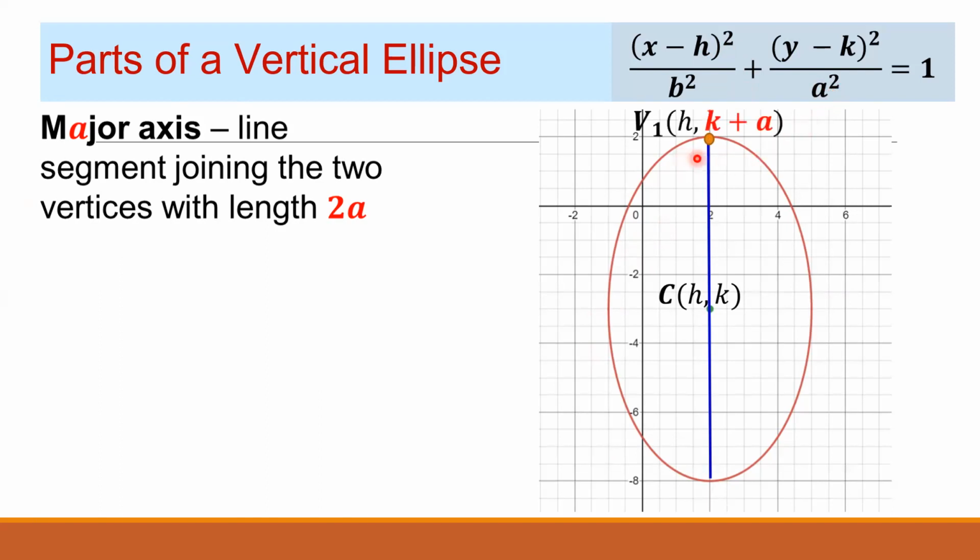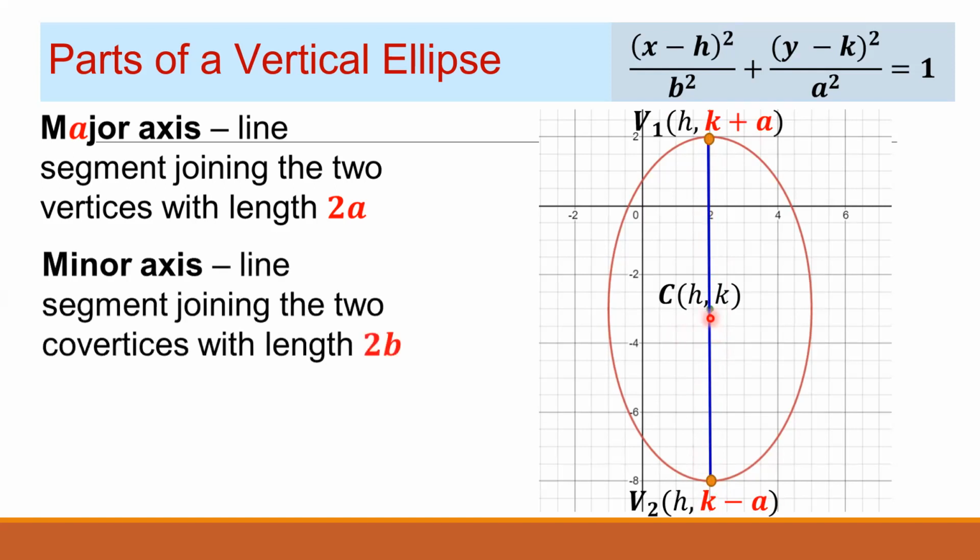Okay? So that means we move along the y values. We fix our h, then go up a units. So that means that's our first vertex, h, k plus a. Going down, this vertex will be h, k minus a. We move a units up and a units down from the center. Okay.